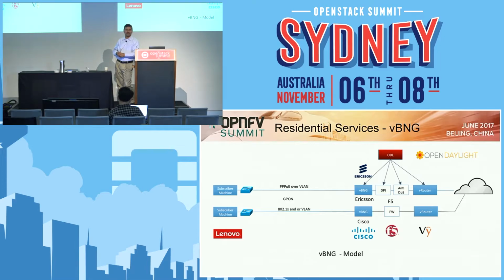So when we ended up showing the demo, we just had standard PPPoE authentication and IPoE authentication for both the Cisco and the Ericsson BNGs.